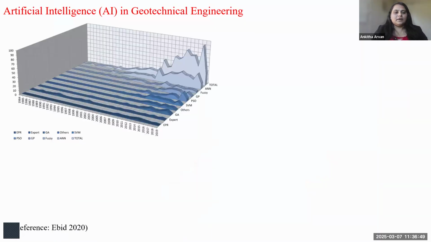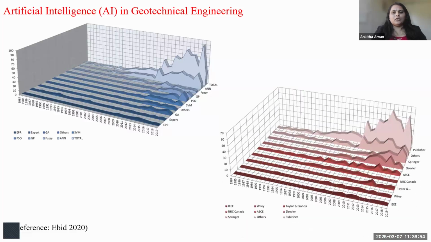As we see here, Ebit 2020 has reviewed close to 600 to 800 papers to come up with what AI is used for in geotechnical engineering. As we see, the model types, like AI techniques such as ANN, genetic algorithms, or fuzzy methods, in terms of years, and in which areas, and which publishers have published this research work. This is actually a very good paper which gives insights into since when AI has been used in geotechnical engineering. As you see, in 1984 or even before, they were trying to adopt it into geotechnical engineering.